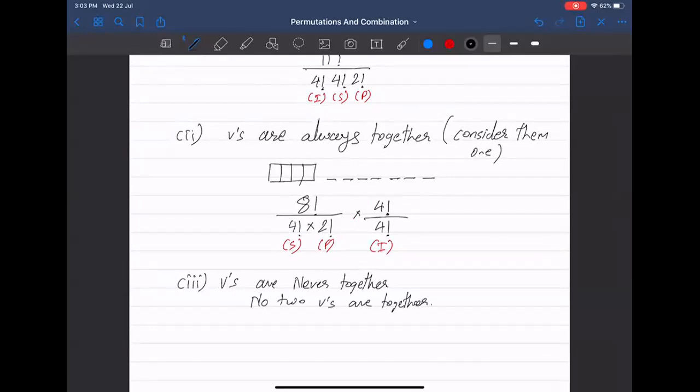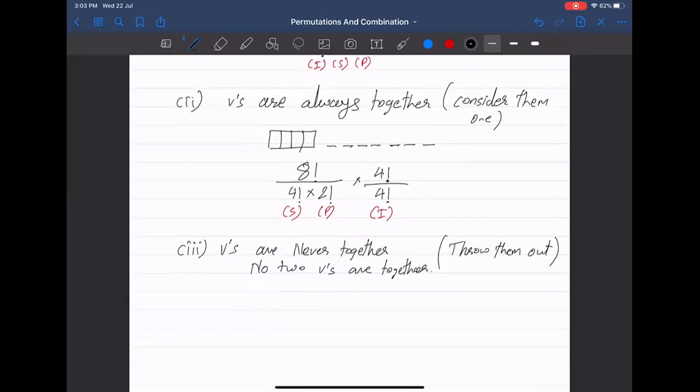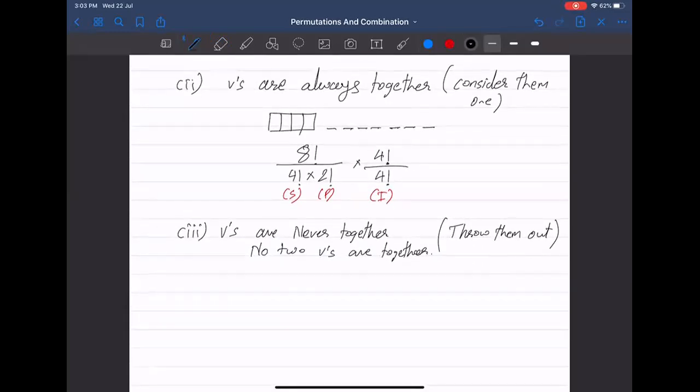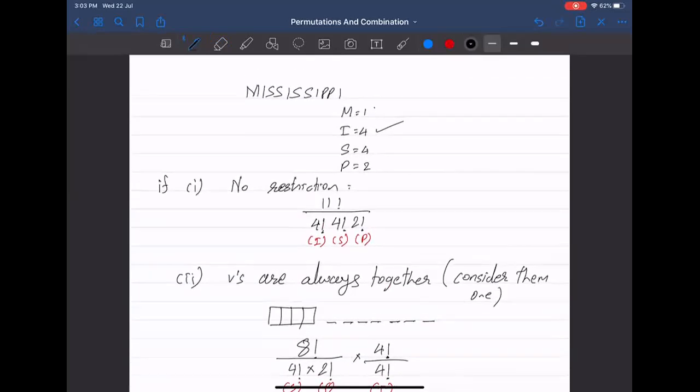No two vowels are together. Vowels are never together. मतलब क्या करते थे? बोलो, इज्जत से बोलो, क्या करते थे? What is the mathematics? So we used to throw them out. Very good. Throw them out. So vowels को बाहर फेंक दिया. So if I remove these 4 vowels outside, तो consonants कितने बचेंगे? There are 7 consonants altogether.